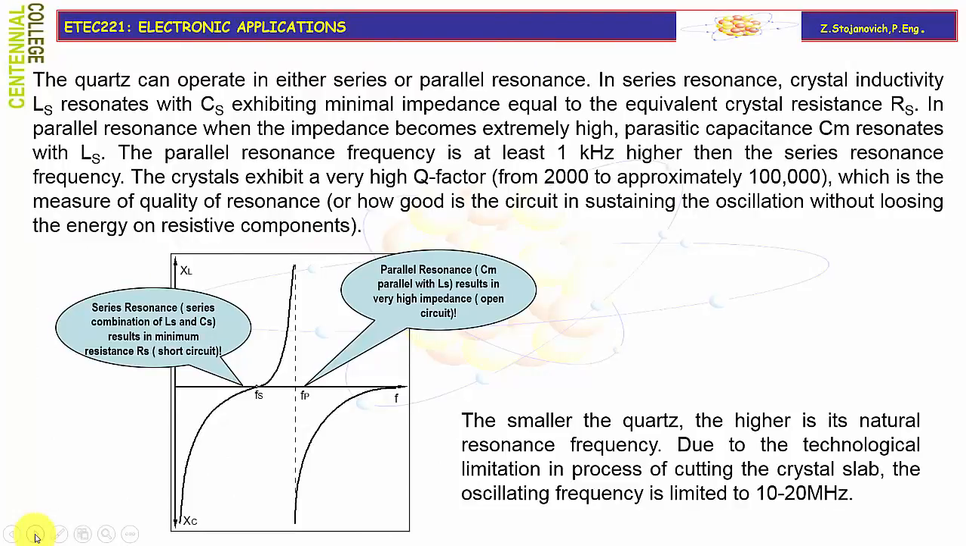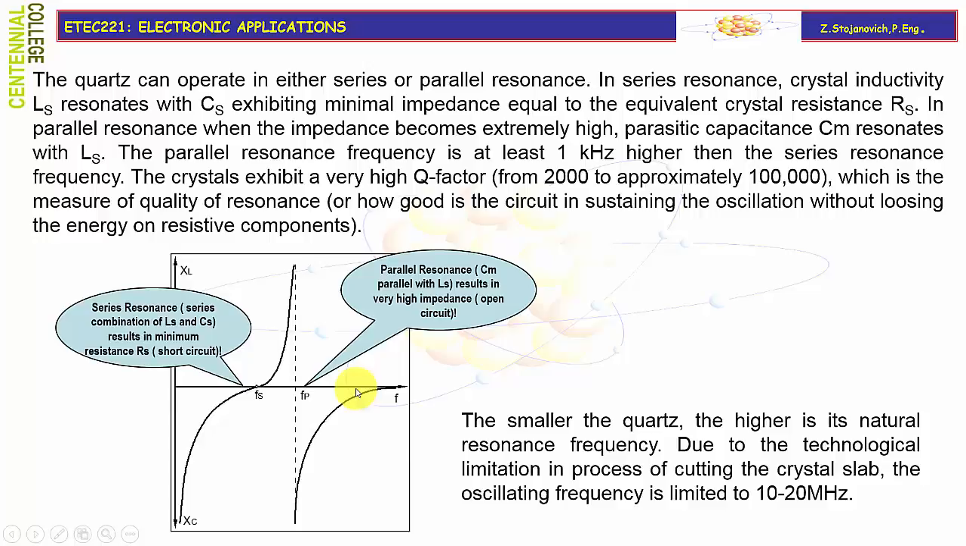The quartz can operate in either series or parallel resonance. In series resonance, crystal inductivity Ls resonates with Cs, series capacitance, exhibiting minimal impedance equal to the equivalent crystal resonant resistance Rs. However, approximately 1 kHz above that, in parallel resonance, when the impedance becomes extremely high, parasitic capacitance Cm resonates with Ls. The parallel resonance frequency is at least 1 kHz higher than the series resonance frequency.